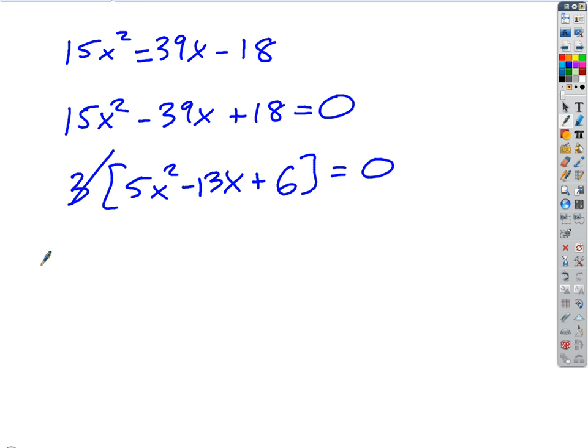Would that still be 5x squared or just 5x? No, it'd be 5x squared, because all we took out was a 3. We didn't take out an x, right? Okay? Yes.